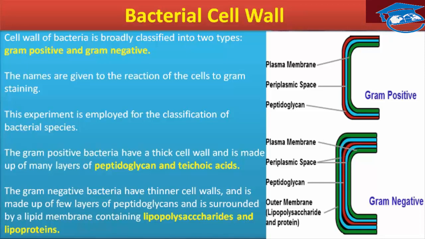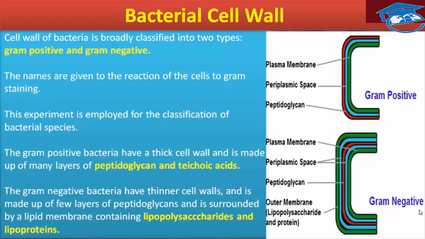So gram negative bacteria have a thinner cell wall. See, this is the cell wall, the red one. They have a very thin cell wall, made up of few layers of peptidoglycan but not teichoic acid, and it is surrounded by a lipid membrane. As you can see, this is the lipid membrane, which is made up of lipopolysaccharides and protein. So this was about the bacterial cell wall, to be more precise, about gram positive and gram negative.